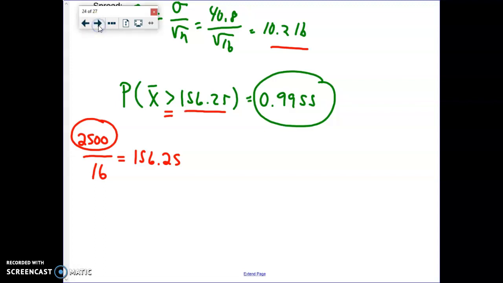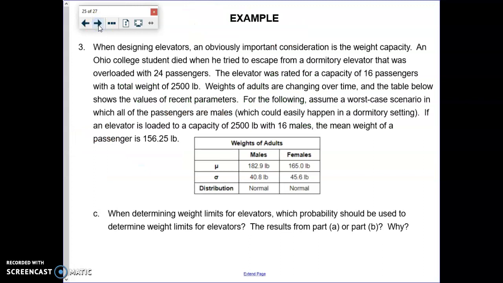So let's look at part C now. When determining weight limits for elevators, which probability should be used to determine weight limits? Should you look at the result for part A, which we looked at an individual male, or should we look at groups of males in part B? If you haven't thought about that, think about that, pause the video, and then we'll see if you're right.